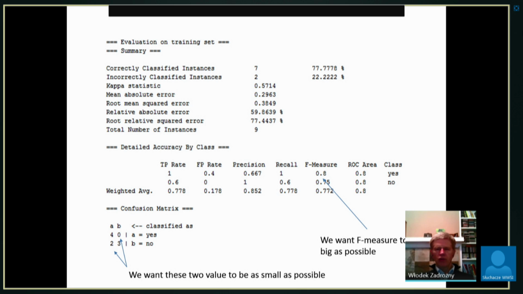Another measure that we often use is the F measure, which is shown on the right, and we want the F measure to be as big as possible. This measure cannot be bigger than 1, but we would like it to be as large as possible. In some problems that are quite difficult, we do not get high F measure. The F measure about 85 is often considered good, although it wouldn't be good, for example, for spam filtering.